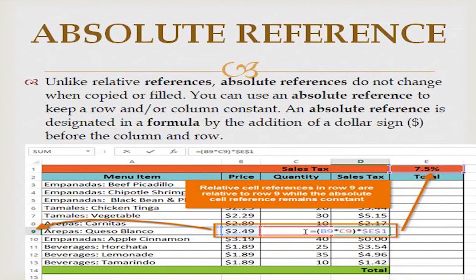Unlike relative references, absolute references do not change when copied or filled. That means if you copy or if you fill it, it will not change any references. You can use an absolute reference to keep a row and or column constant. Constant means it will not move. Suppose a percentage is somewhere, you need to apply that 7.5 percentage to all the vegetables, then you will get the total. In those places we will use absolute reference.